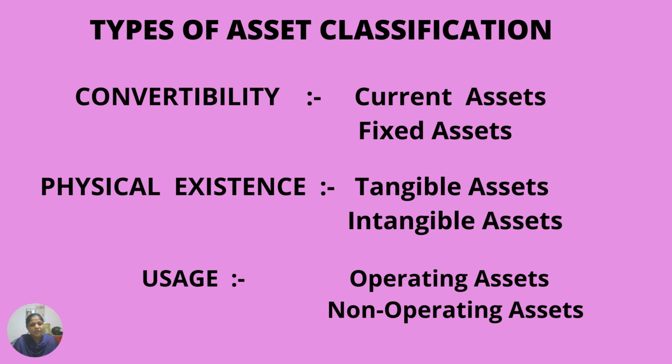There are three types of assets and their classification. First one, convertibility, and there are two types: first, current assets, second, fixed assets. The second type is physical existence: the first is tangible assets and the second is intangible assets. Third one, usage. In usage, the first type is operating assets and the second is non-operating assets.